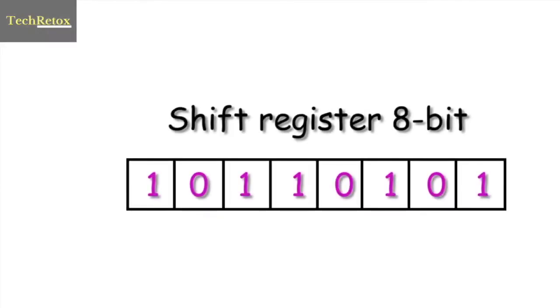Register, we can imagine a shift register to be like this with some data bits inside it. Data bits will be in the form of zeros and ones. Shift register can be 8-bit, 16-bit, 32-bit and so on. But the basic working principle will remain same.